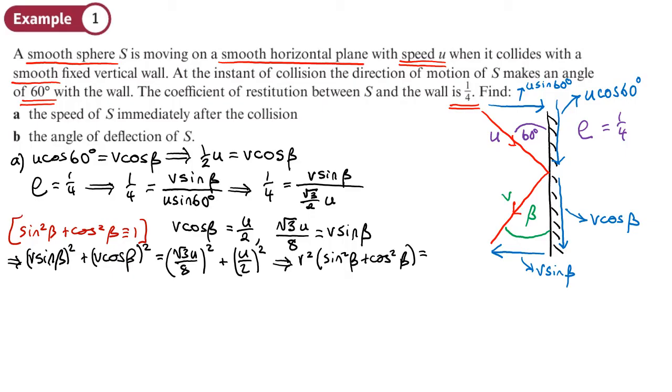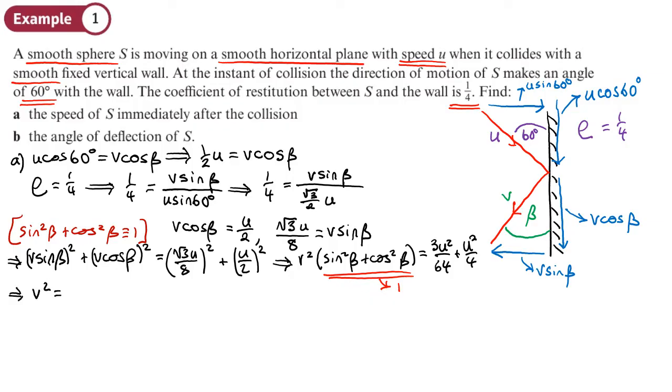Now if I square that, I will get 3u squared over 8 plus u squared over 4. Sorry, not over 8, over 64. 8 squared is 64. Should know that by now. Yeah, so sorry about that. Then this part here just becomes 1.